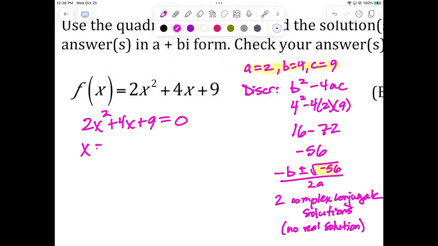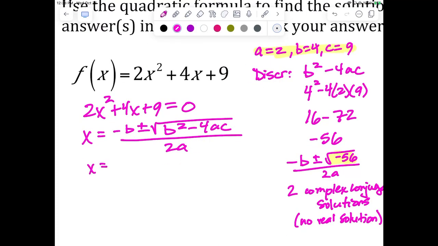I always write the formula down first. So negative b plus or minus the square root of b squared minus 4ac all over 2a. And now it's just a matter of carefully dropping in. B is 4, so negative b is the opposite of 4, which is negative 4, plus or minus the square root of. We already found that to be negative 56.